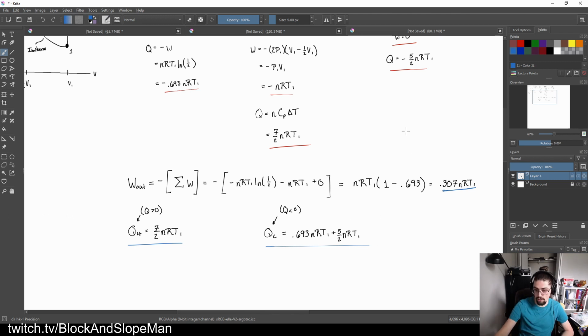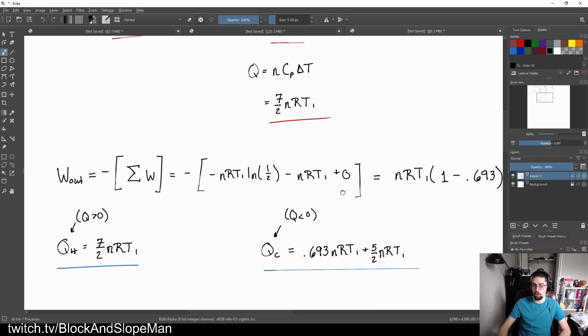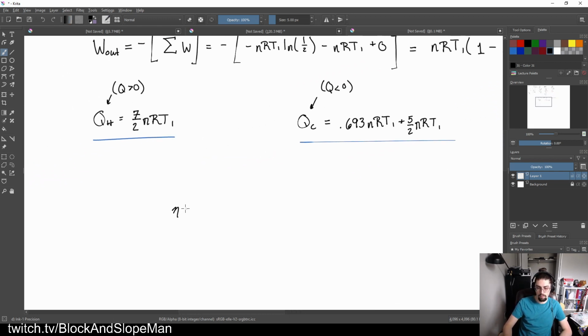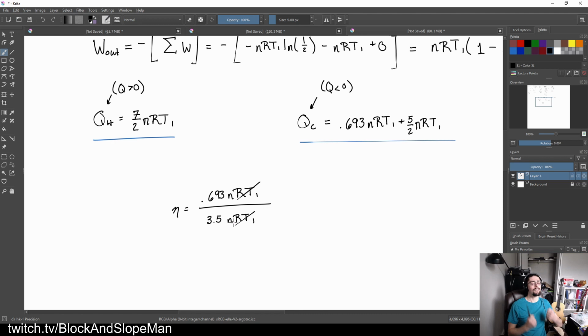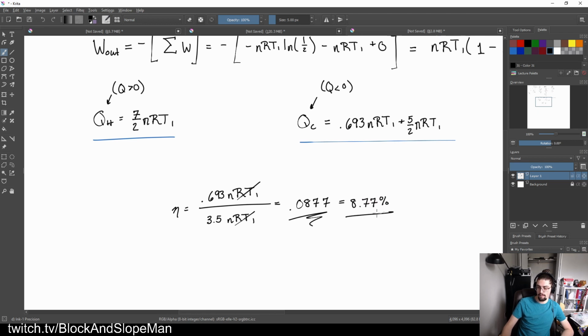So we're looking for the final efficiency of this thing. We're going to take workout. We're going to take QH. We're going to plug that stuff in together. nRT1, they cancel out. Everything works out in the end. And what we find at the very end is actually kind of a pitiful efficiency. But it matches exactly the efficiency we saw the other day. Kind of a funny coincidence, which is 8.77%. If you're answering in Canvas, it should be as a decimal.